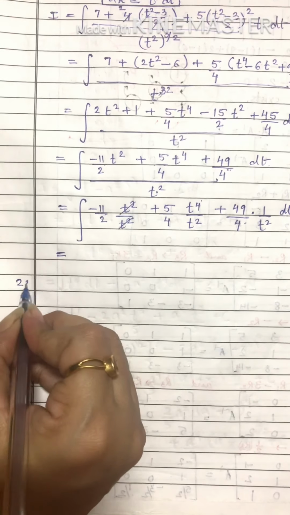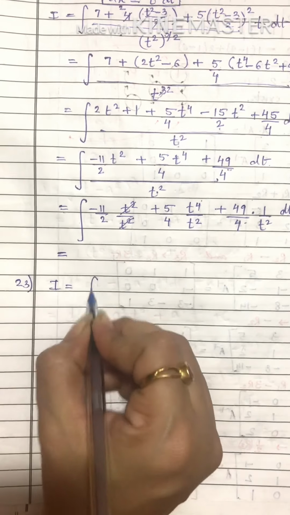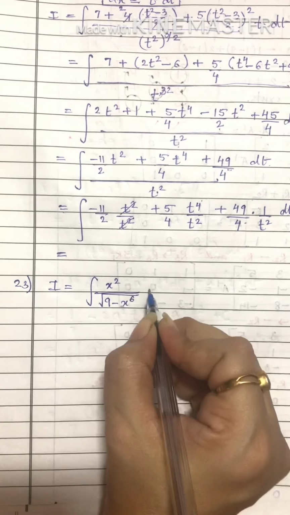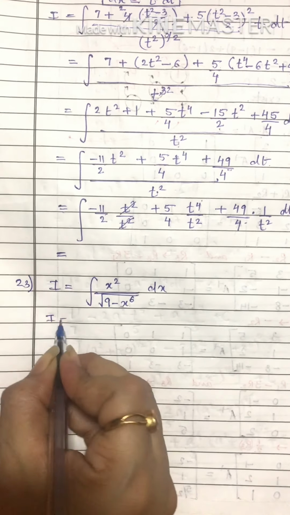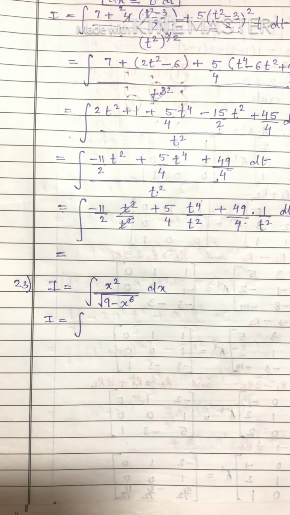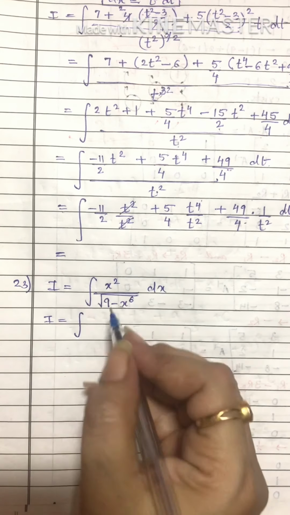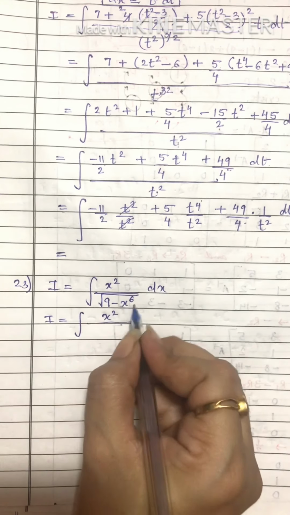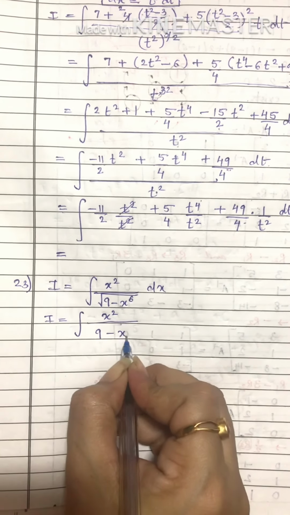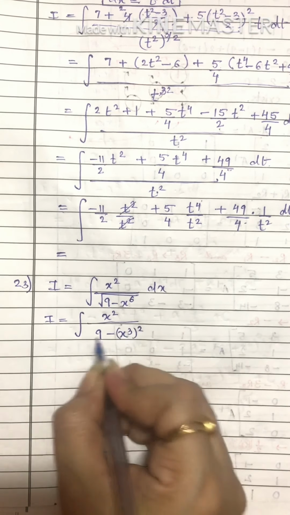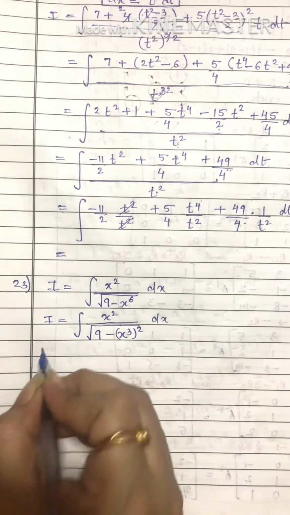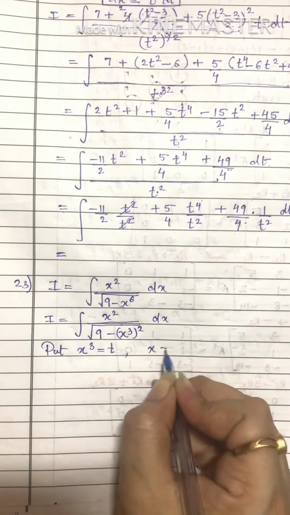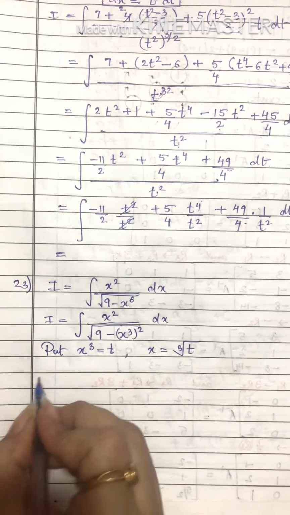Next, a very interesting sum, the 23rd one. Short and simple, but something different to be learnt. Just try to solve each and every sum so that different types of sums are covered. So here what we will do, we will write this as 9 minus (x cube) the whole square, under root. We put x cube equal to t, then we get x equal to cube root of t.